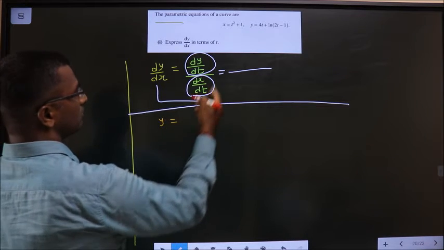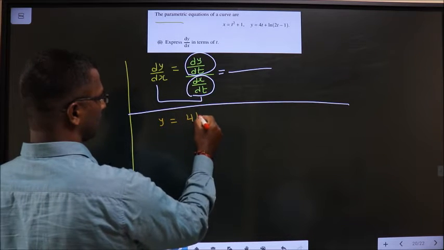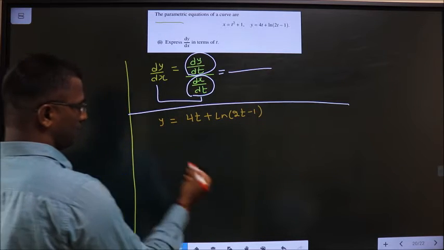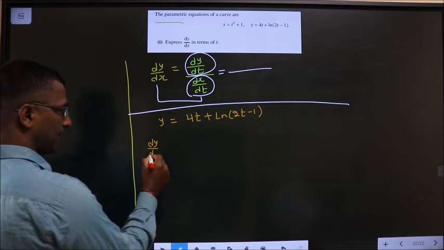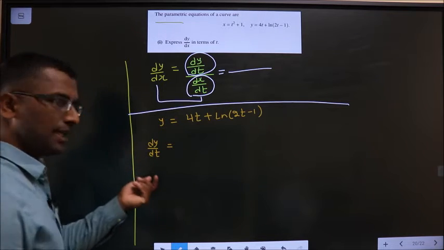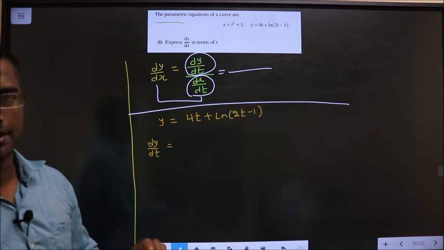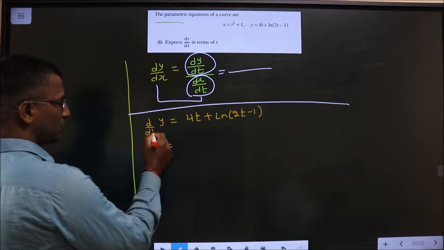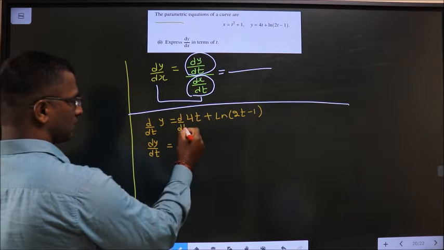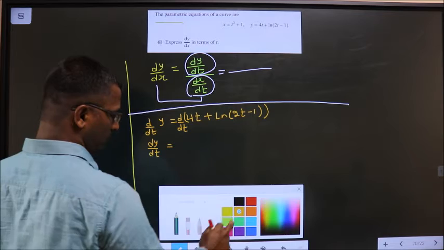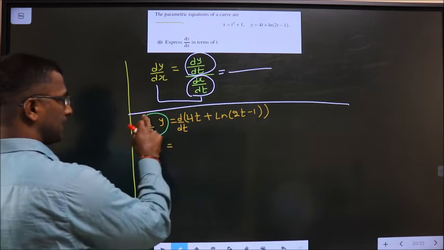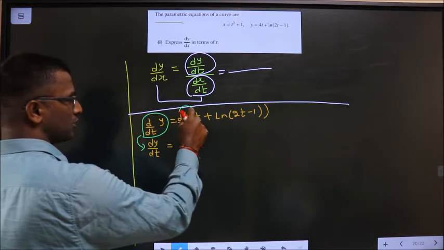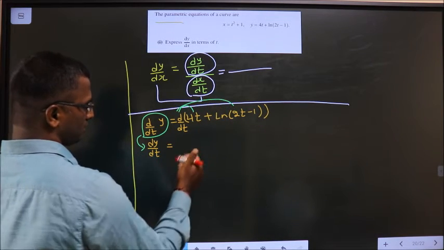y equals 4t plus ln(2t minus 1). Now, I want to get dy by dt. To get dy by dt, I should take differentiation on both sides. What I mean is, take d by dt on both sides. Now, here there is no change, so as it is I write, and over here apply this to this one and also to this one. So what do I get?